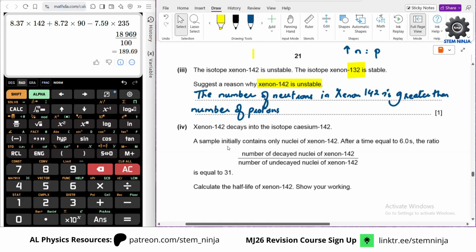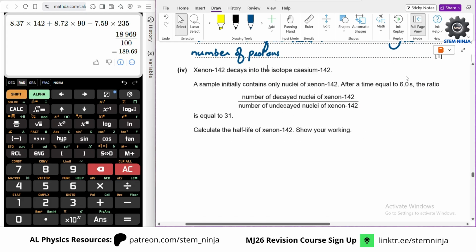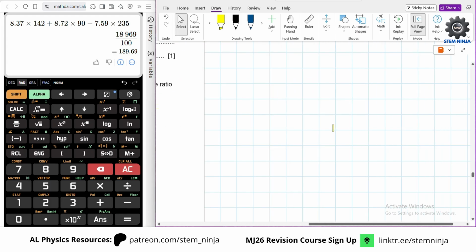Okay. Xenon-142 decays into an isotope of cesium-142. A sample initially contains only nuclei of xenon-142. After a time equal to 6 seconds, the ratio of decayed nuclei of xenon-142 to undecayed nuclei of xenon-142 is equal to 31. Calculate the half-life of xenon-142. Show your working.